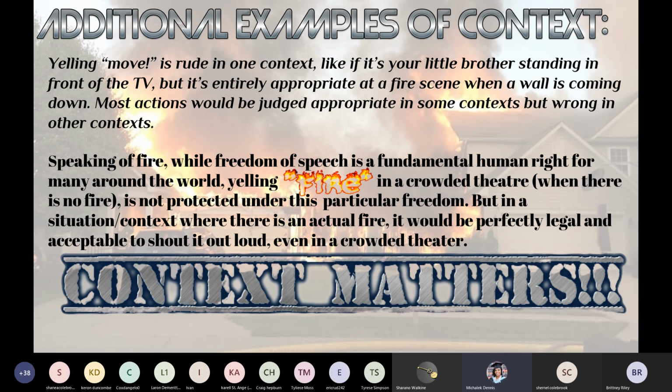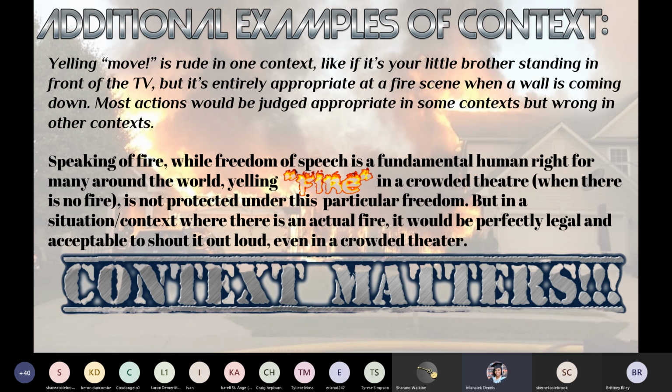Okay, so additional examples of context. Yelling "move" is rude in one context, like if it's your little brother standing in front of the TV. I'm sure you guys love to use the word move. But it's entirely appropriate at a fire scene when a wall is coming down. Most actions would be judged appropriate in some contexts, but wrong in other contexts. So it depends on how you're using the word and the reason you're using the word.